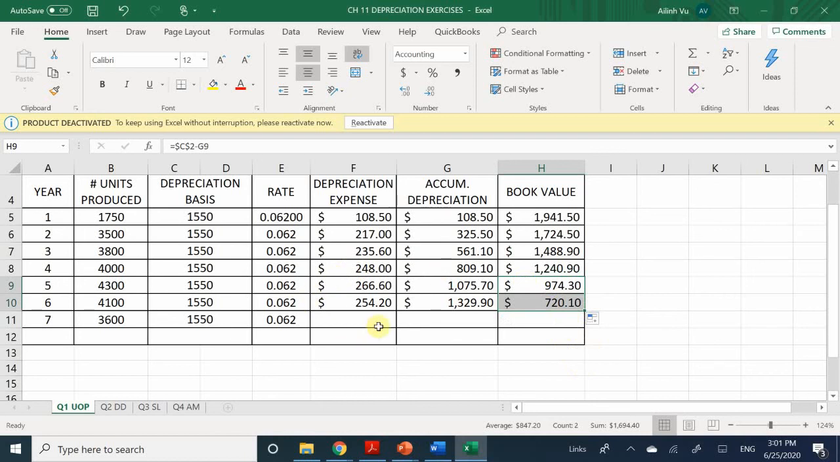Perfect. Okay, one more. You can do it, Lee. All right, 3,600 times 0.062 is 223.20. Yes. Plus 1329.9 equals 1553.1. Yes, ma'am. And lastly, it's 496.90. Good. Okay. So, rules about Excel.